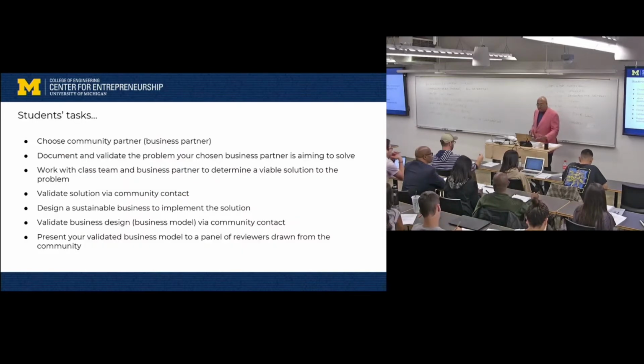So what the students are going to be doing, they're going to choose the business partner they're going to work with at the end of next week's session. They're going to document and validate the problem that you're aiming to solve. They're going to work with their teammates to come up with a solution to that problem. It may be the solution you have already come up with. It may be something different from that. It may be a modification of what you've come up with.